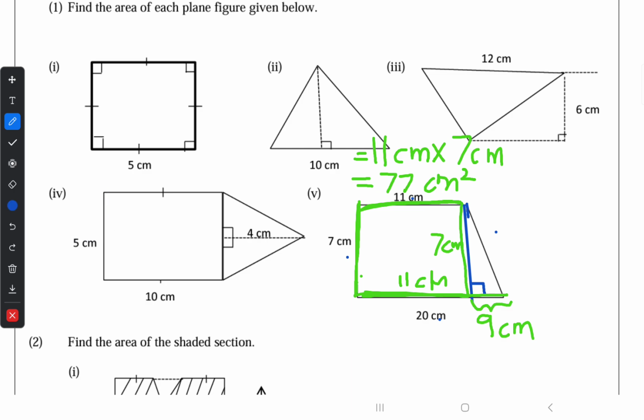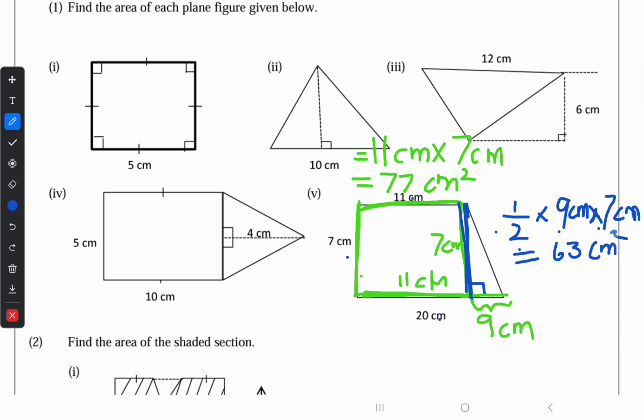Then we will find the area of this right angle triangle. For that you have to use the formula half into base. We will consider this as our base, 9 centimeters, into the perpendicular height of this right triangle, 7 centimeters. Here we cannot simplify this because these two are odd numbers and this is an even number. So we have to multiply 9 into 7, which is 63 square centimeters.